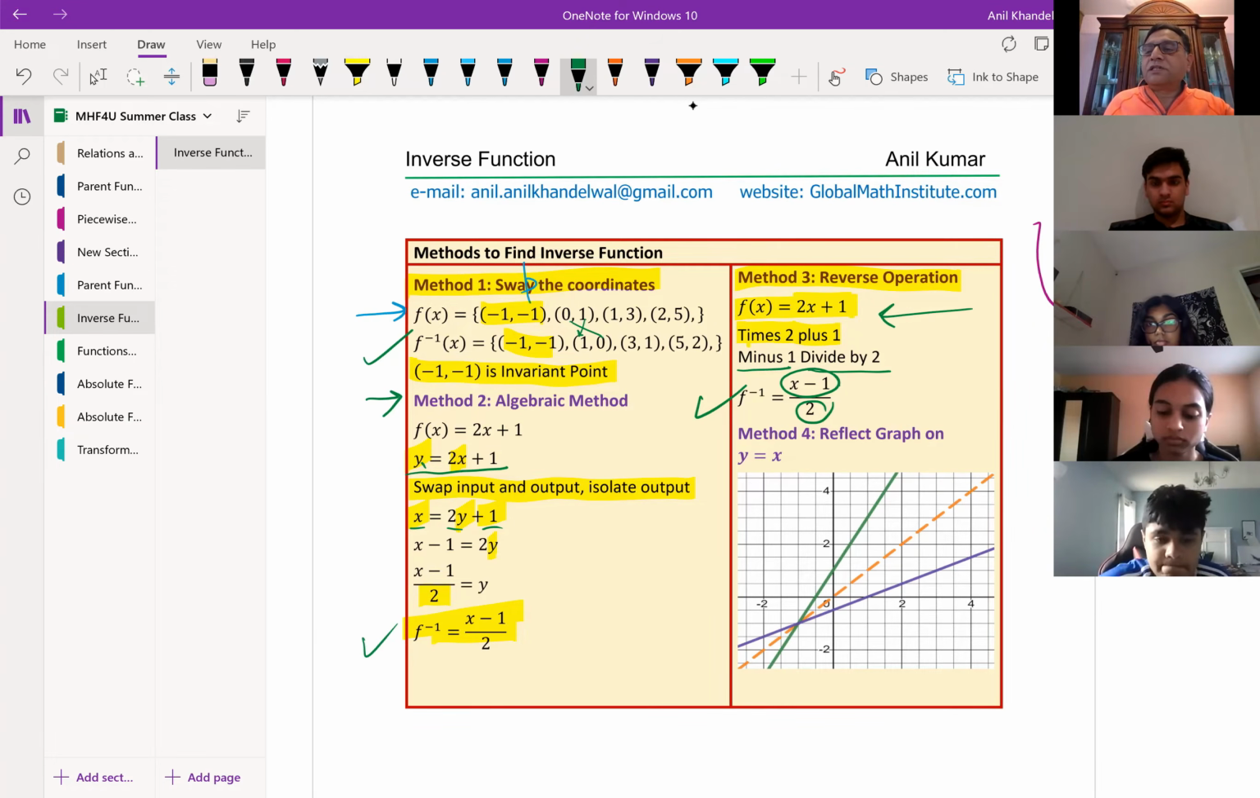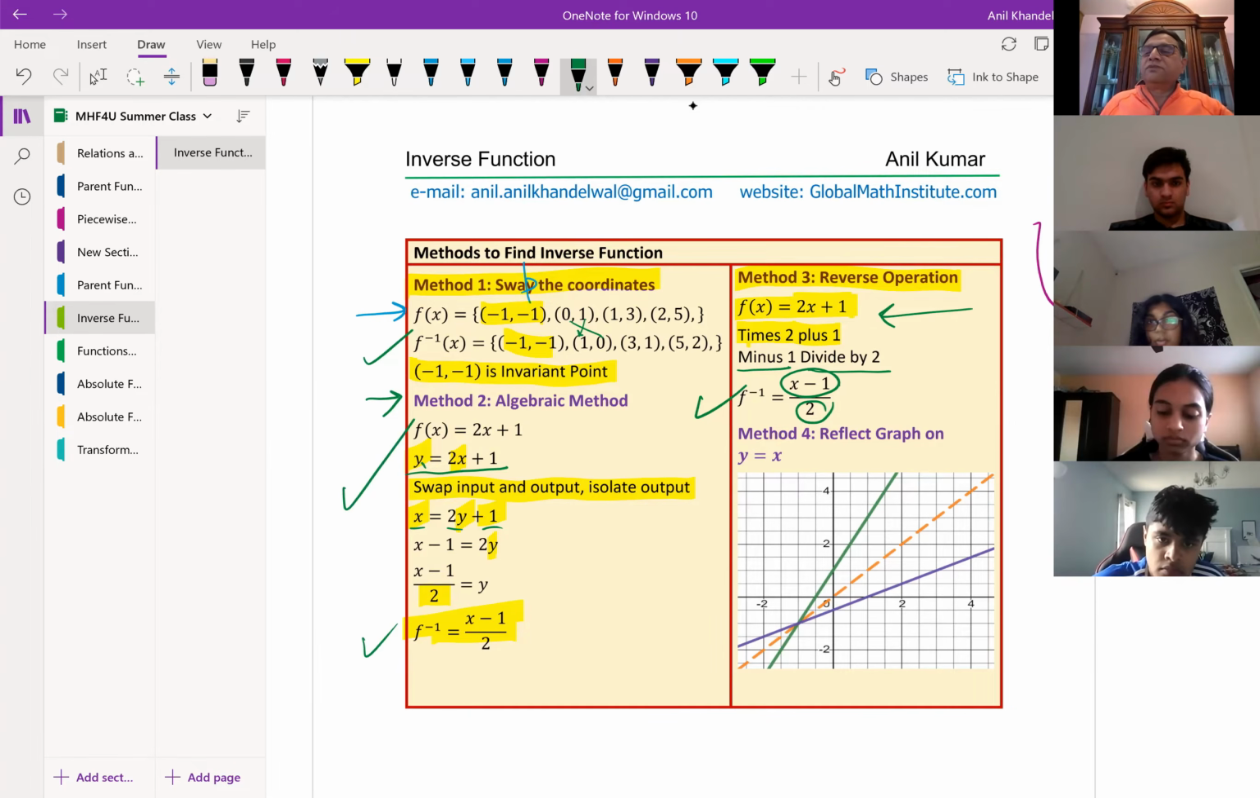Given a multiple choice test paper, you can simply write down the answer by reversing the operation. Is that clear? If the test paper asks you to solve it algebraically, would this work? No, then it says algebraic method, you have to do algebraic.